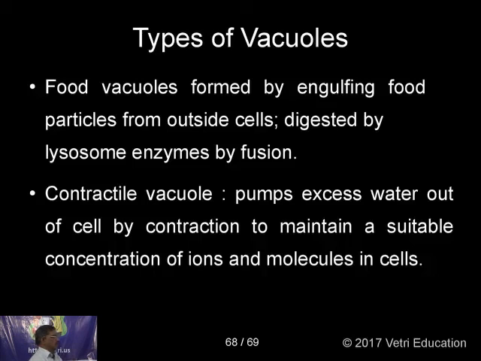The second one is contractile vacuoles. Contractile vacuoles you can find in animals and also in Chlamydomonas. They store water and burst. Osmoregulation takes place by these vacuoles. They pump excess water out of the cell by contraction to maintain a suitable concentration of ions and molecules in the cell. So in osmoregulation also these vacuoles play a role.